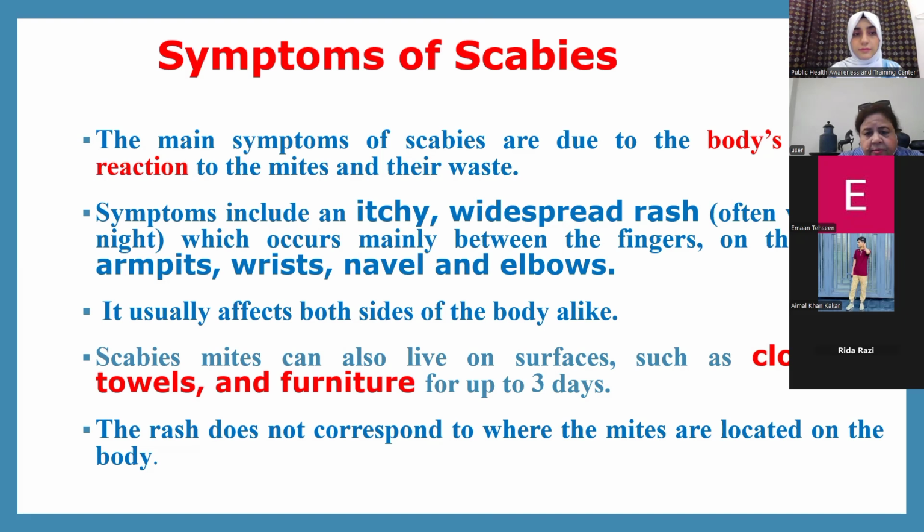The main symptoms of scabies are due to the body's allergic reactions to the mites and their waste. Symptoms include itching and a widespread rash, often worst at night, which occurs mainly between the fingers and at the waist, armpits, wrist, navel, and elbows. It usually affects both sides of the body alike. Scabies mites can also live on surfaces such as clothing, towels, and furniture for up to 3 days. The rash does not correspond to where the mites are located on the body.